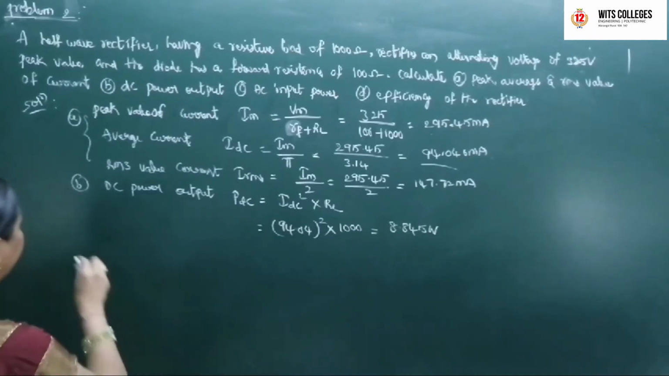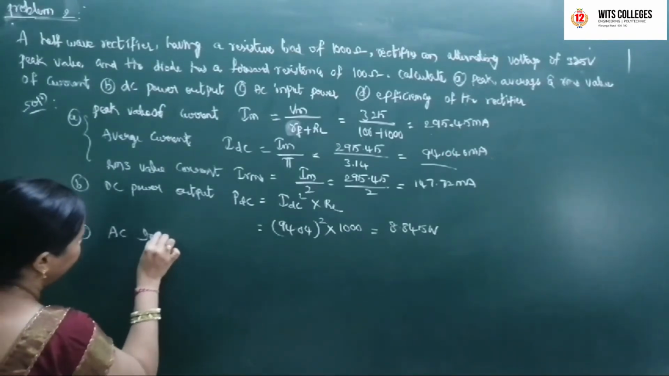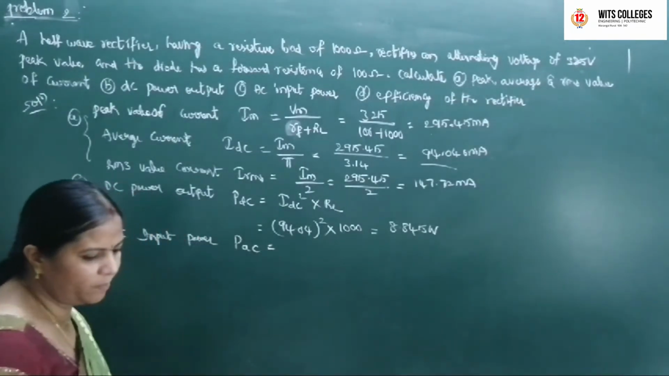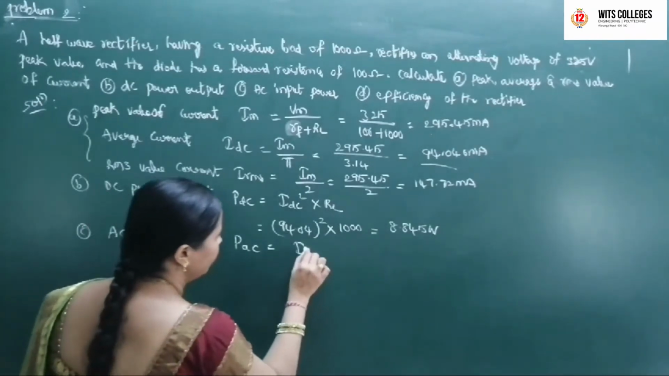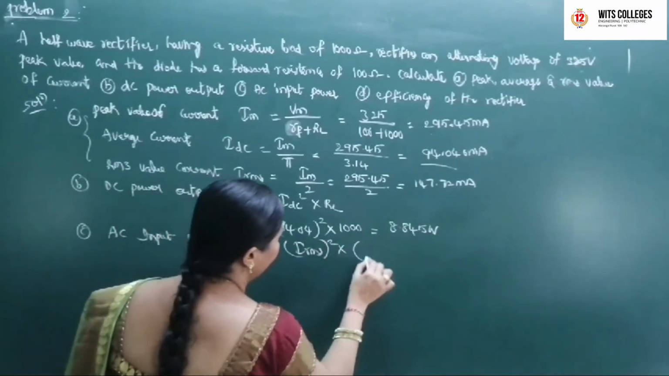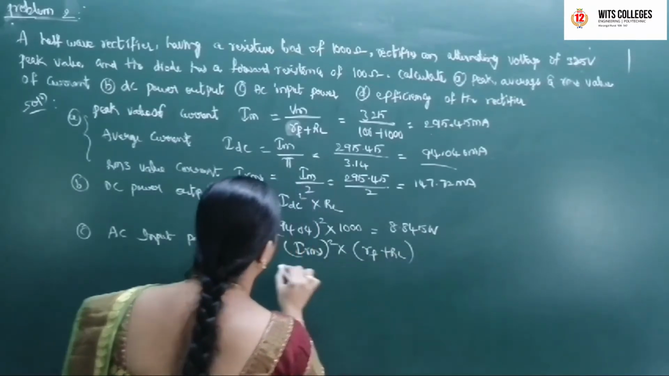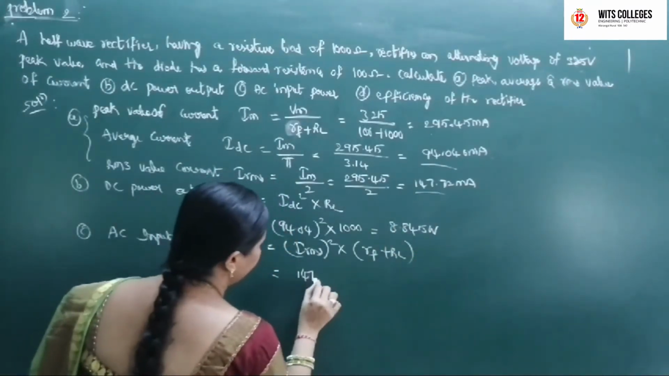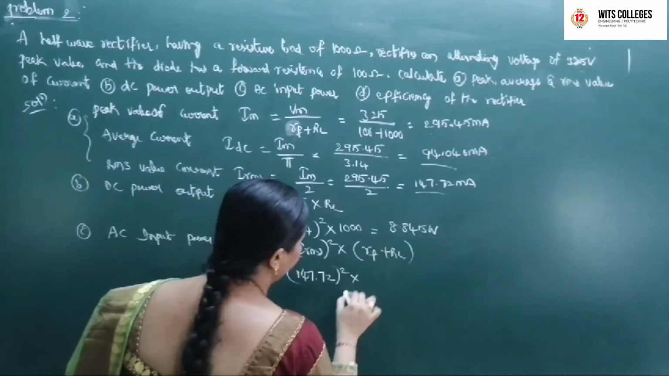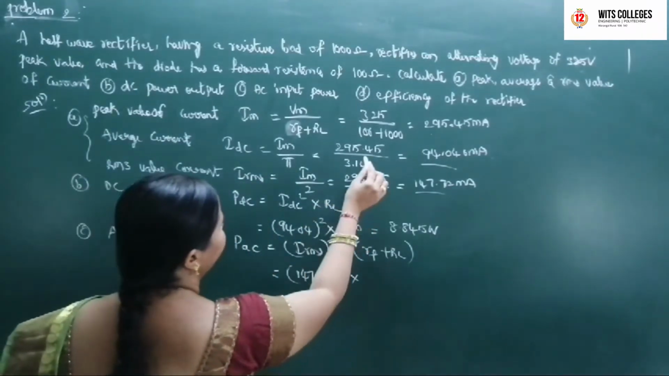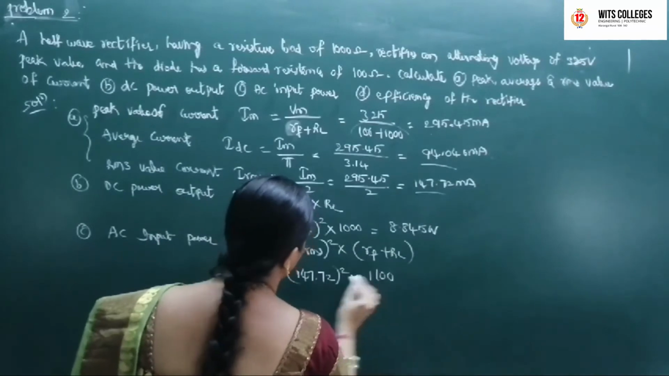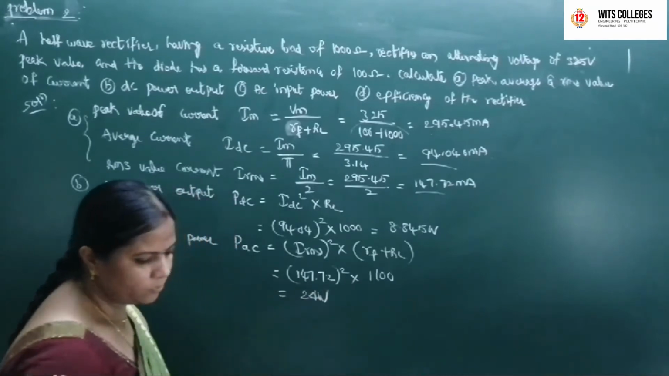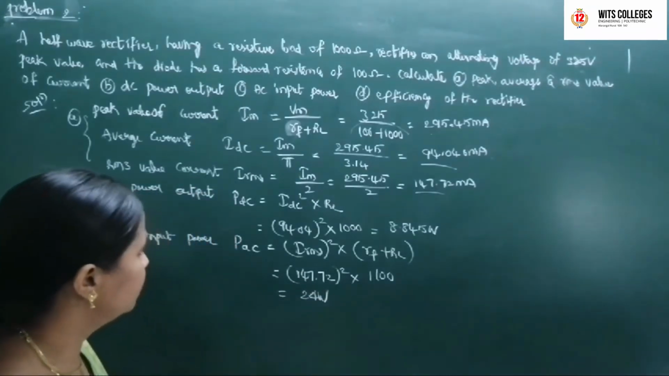Next you have to calculate the AC input power. It is indicated by PAC equal to IRMS square into RF plus RL. The IRMS value is 147.72 milliamps, and RF plus RL is 1100. If you calculate this, you will get 24 watts. So this is the AC input power.